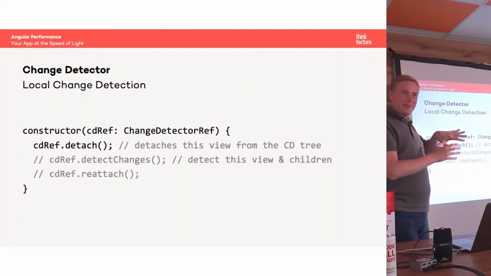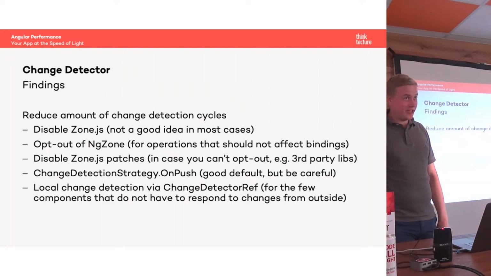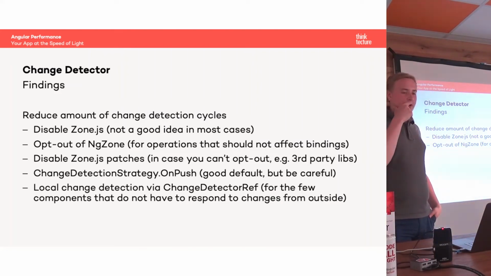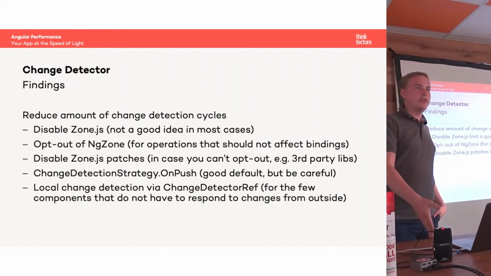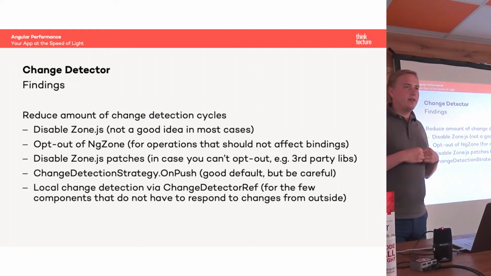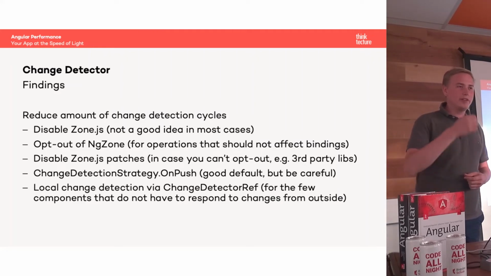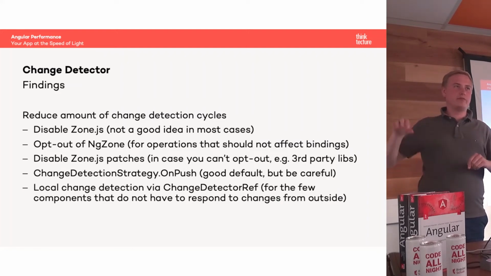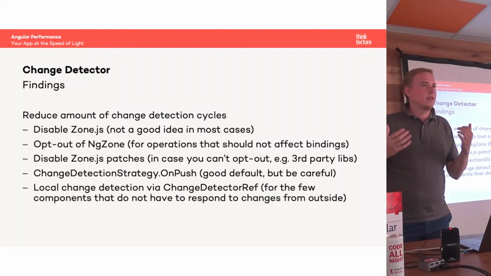Right, so that's an example for local change detection. Okay, so what have we learned so far? We should reduce the amount of change detection cycles, right? That means, for example, disabling Zone.js entirely, which typically is not the best idea, or opting out of NgZone where it makes sense. I think that's a good approach. You could disable certain operations entirely using polyfills.ts where it makes sense. And you could use the OnPush strategy, which I use as a default. When I create a new Angular component, I directly make it OnPush. That also helps you build your components to be dependent on the actual input and not so much on service inputs, for example. All right, and you can do local change detection where it makes sense. There are cases where that is suitable.